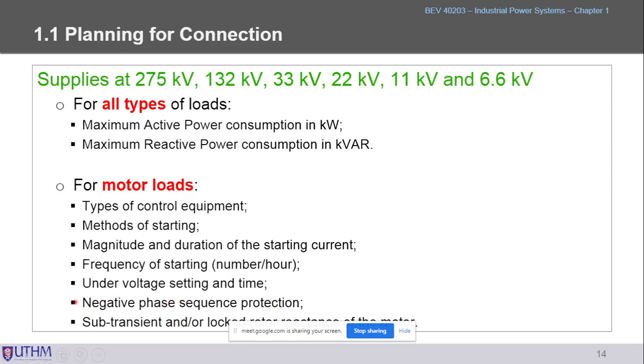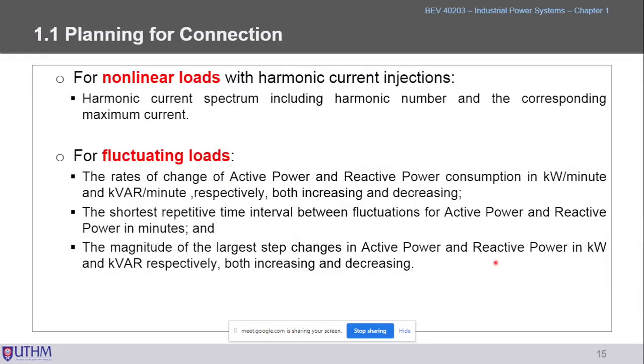This one is for the fault, the single phase or double phase fault. That means the asymmetrical faults, and the sub-transient locked rotor. This locked rotor means the starting capability. And another one is for the non-linear loads with harmonic current injections. We have a lot of switching equipment using power electronics, so with that we need to consider the harmonic current spectrums.